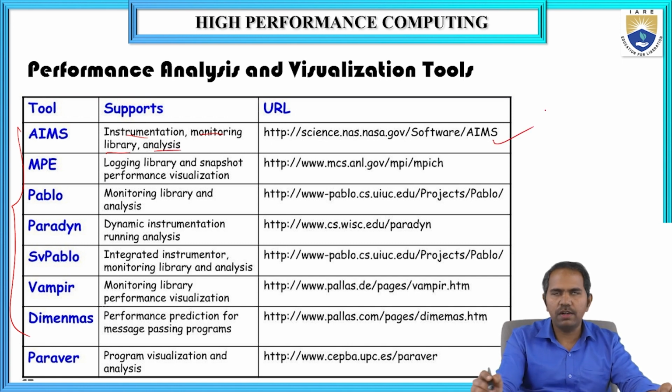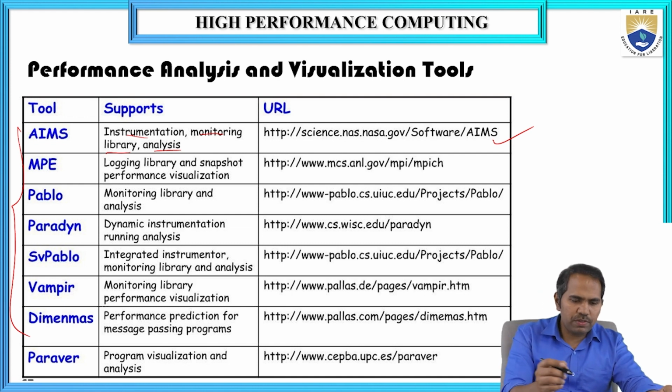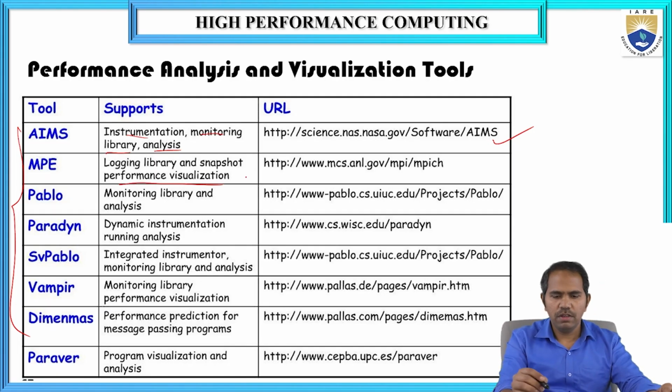This is a URL address. This is the address for AMS, which is supported for instrumentation calls, monitoring routine activities, and library analysis. MP is one of the two which has to be supported with a logging library, snapshot, and performance visualization. So this is the URL address, the uniform resource locator, for that.